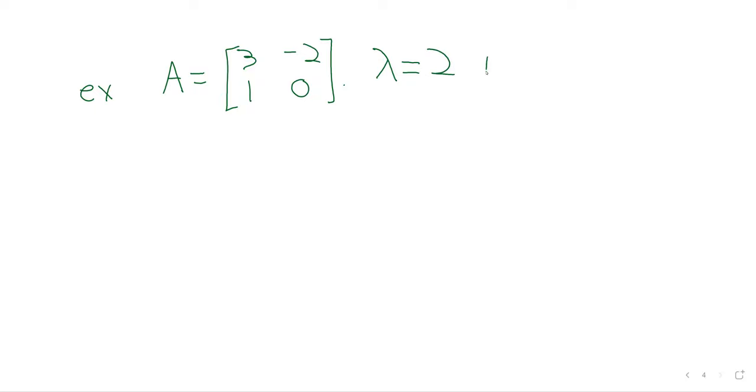So, for example, say that A is 3, negative 2, 1, 0. Then lambda, the Greek letter lambda, if you haven't seen it before, it's the standard notation for eigenvalues. Lambda equals 2 is an eigenvalue. And I'm going to demonstrate this right from the definition.